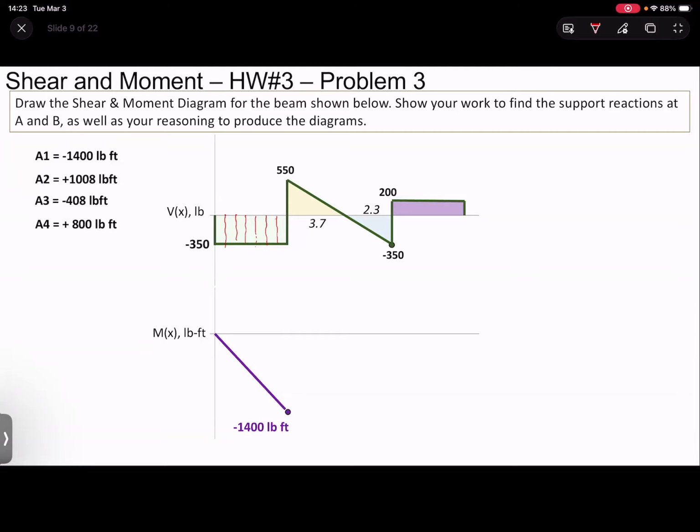Now our moment's at negative 1,400 pound-foot. Area 2 is 1,008 pound-foot. So we're going to add that, and we should end at negative 392 pound-foot. Now, this shape, though, is important.